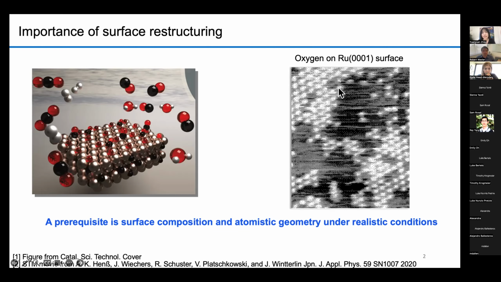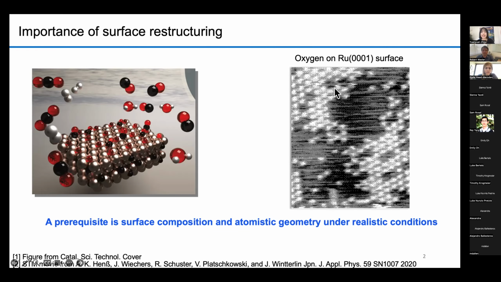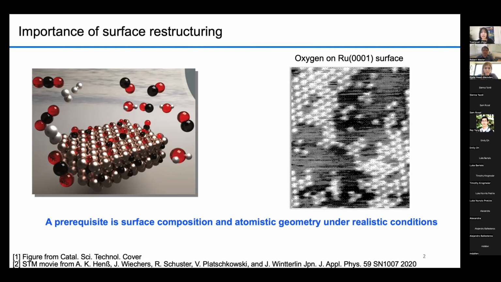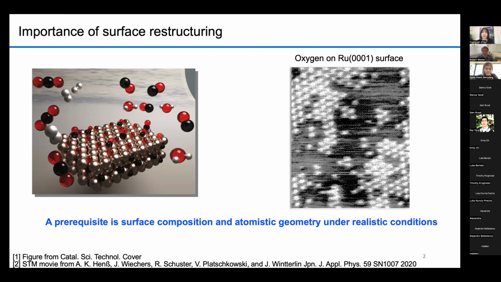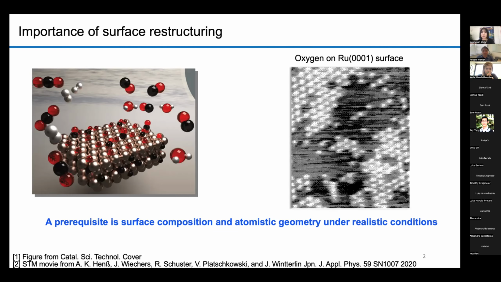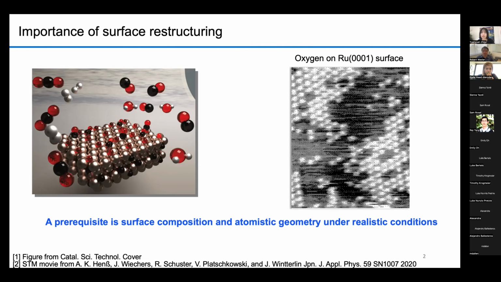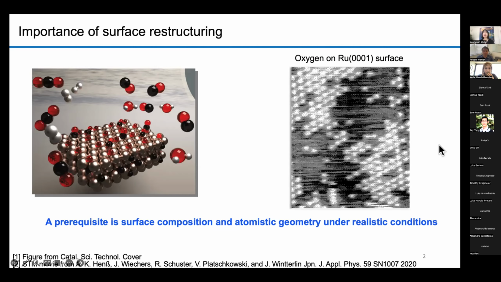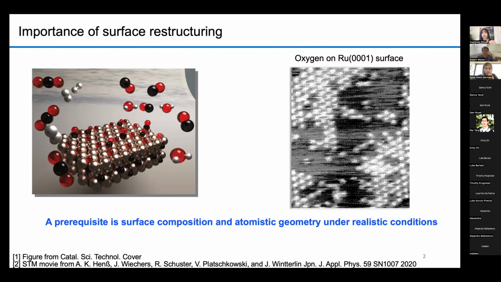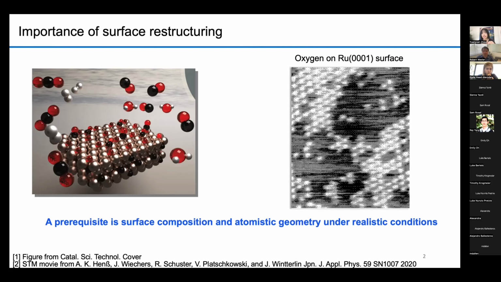And on the right movie, you can see a scanning tunneling microscopy movie of individual oxygen atoms on the dense layer of CO on the ruthenium 0001 surface. And we can clearly see how the surface restructures under reactive conditions.